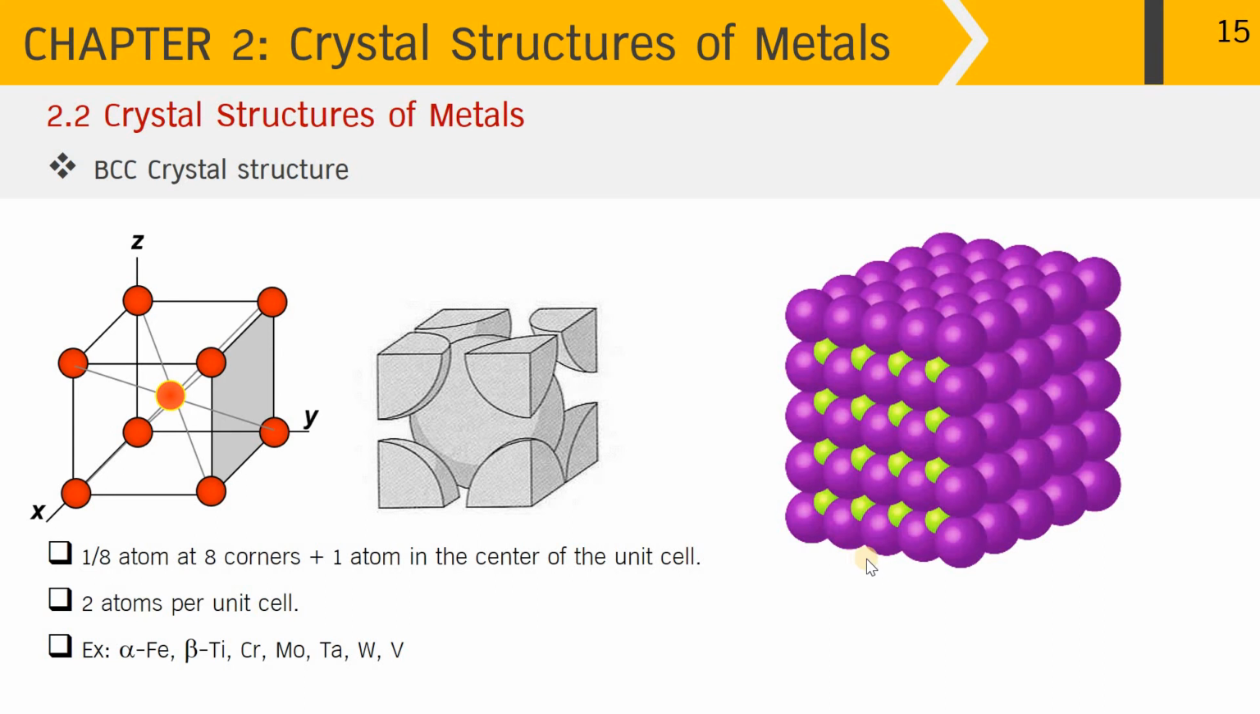And the picture on the right-hand side here shows you a 3D model of the BCC structure. I now again insert a box here, and you can see that these are the corner atoms, and 1 here in the middle for the center atom.